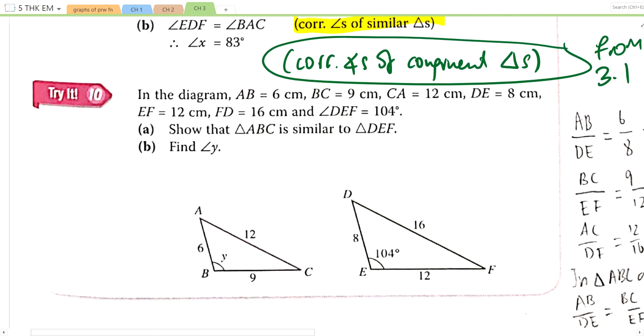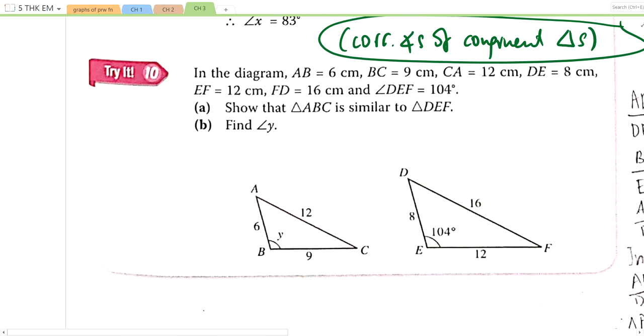Now your turn to try it 10. I don't think you need long. Just practice, go through the flow. Ratio of the three sides. Whether you take smaller triangle over bigger triangle or bigger over smaller triangle, just make sure you get three ratios that are exactly the same. And write down your conclusion. You have 1 minute for this.